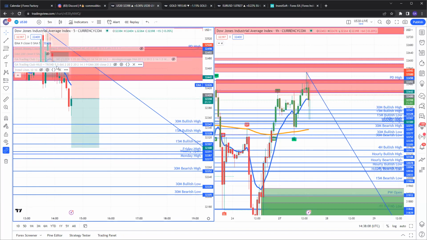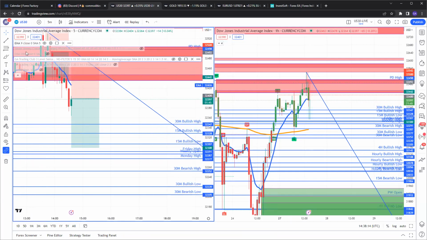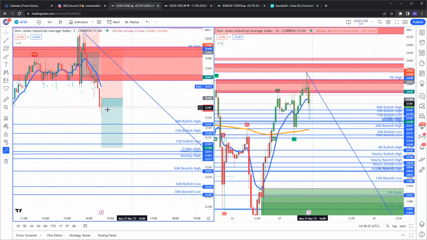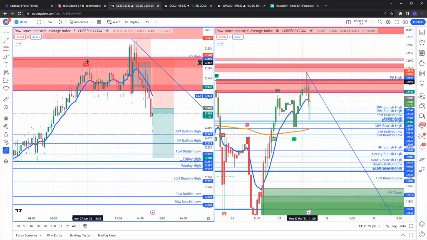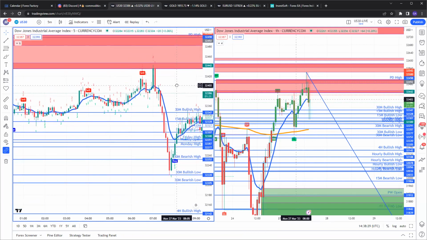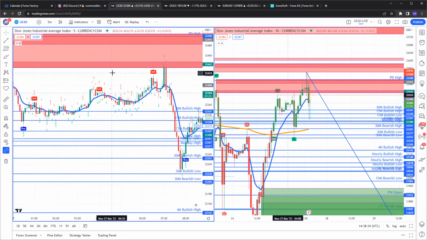So the first one is the 3-level semaphore indicator. If I turn it on, you can see it has buy and sell signals. It has a sell up there, a buy down here, sell here, sell there. For me, I like the new one better, but this one also works.